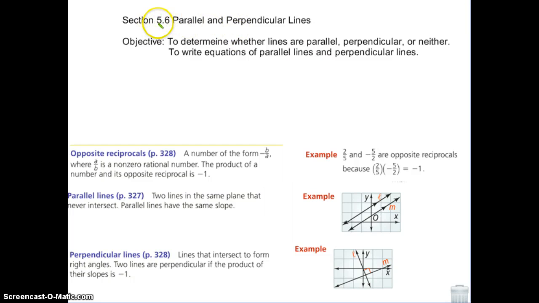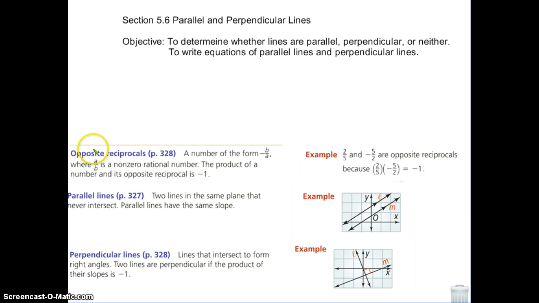Today we are working on parallel and perpendicular lines. This will take 2 days again, or 2 videos. By the end of today, you should be able to determine whether lines are parallel, perpendicular, or neither. And hopefully you'll be, or actually not hopefully, you will be able to write equations of parallel lines and perpendicular lines. We got to have a positive attitude.